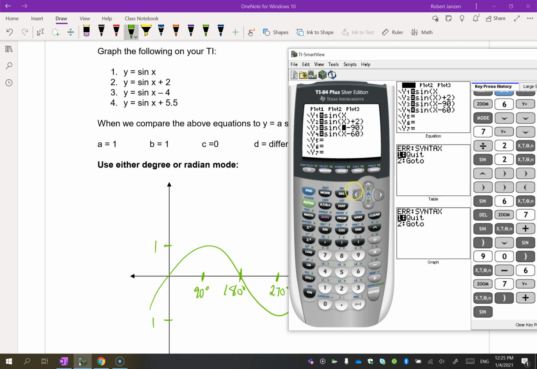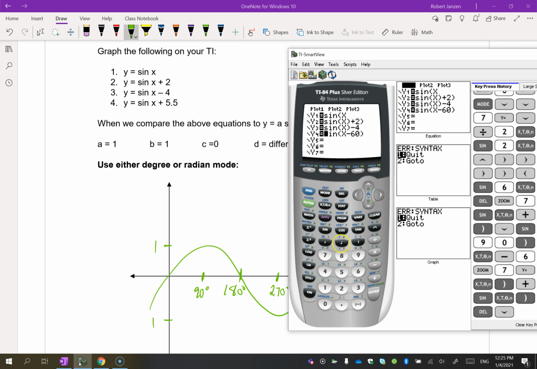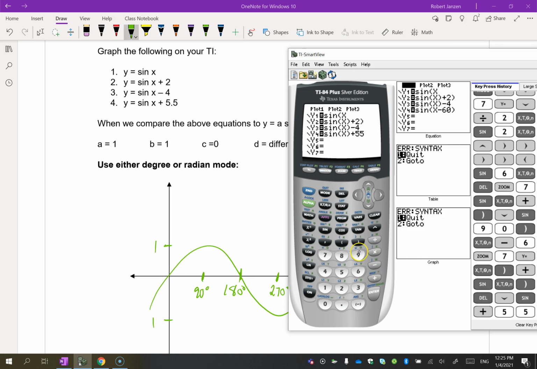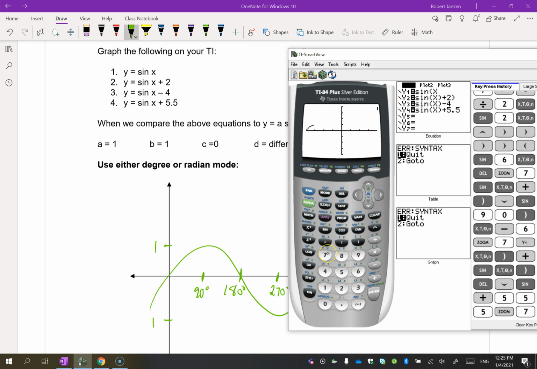Sine x, and then we're going to close brackets, minus 4. Okay, and then sine x, close brackets, plus 5.5. And then we'll go zoom 7. Okay, there's our first graph. Uh-oh. What did I do wrong here? Oh, there's an extra bracket there.